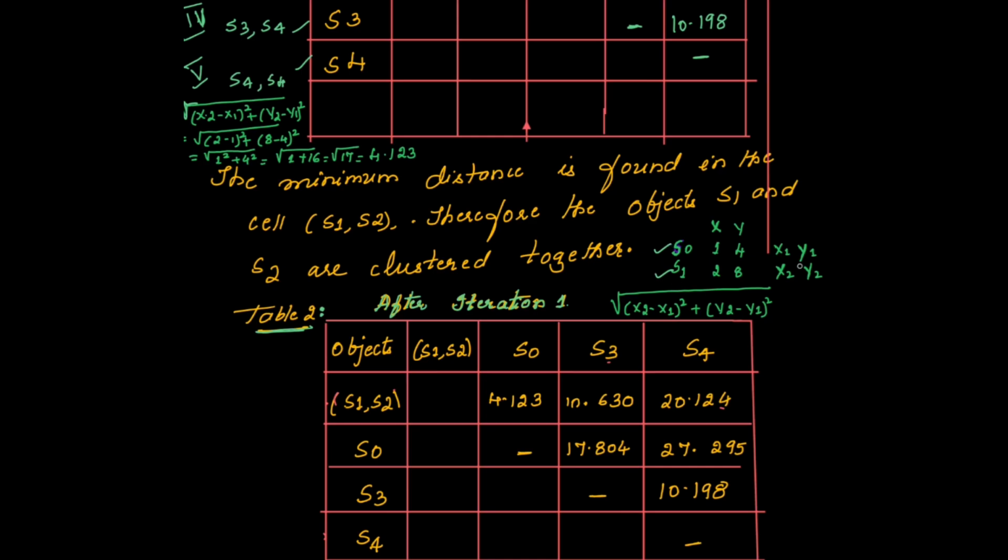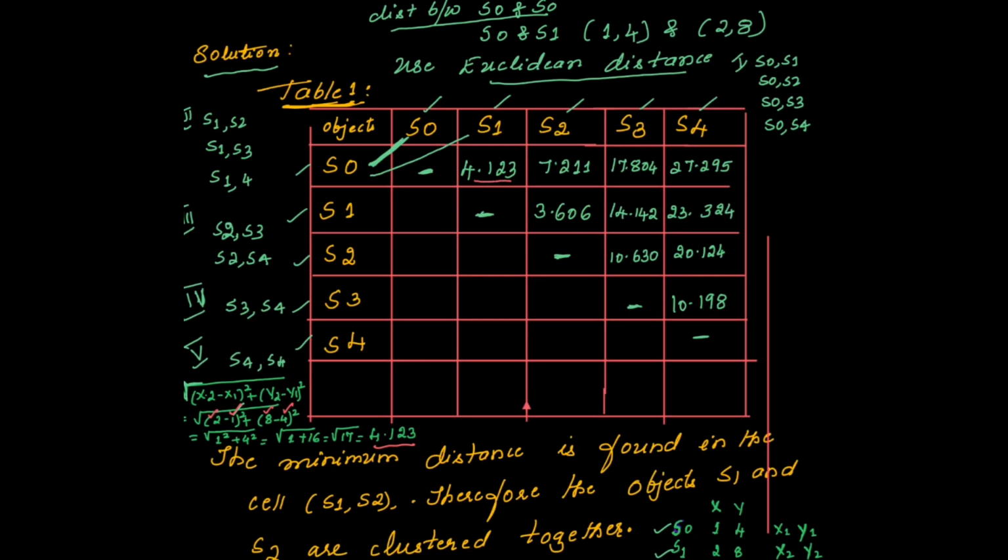So I will substitute the values in the formula. Here I am substituting the square root of (x2 minus x1) whole square plus (y2 minus y1) whole square. So my x1, y1 is 1, 4, and x2, y2 is 5, 8. After substituting you get 4.123. So here I am writing it here, 4.123.